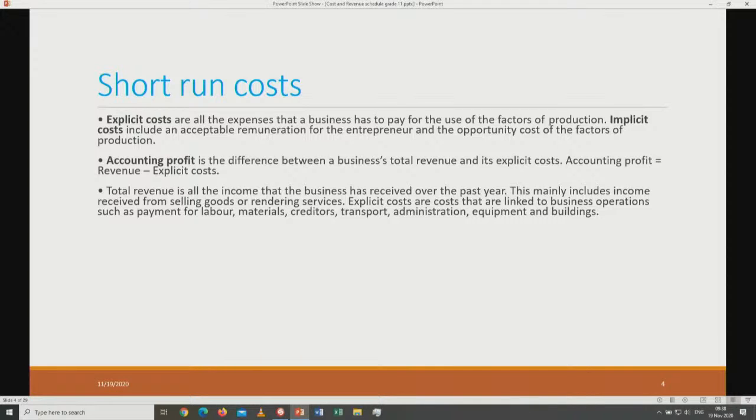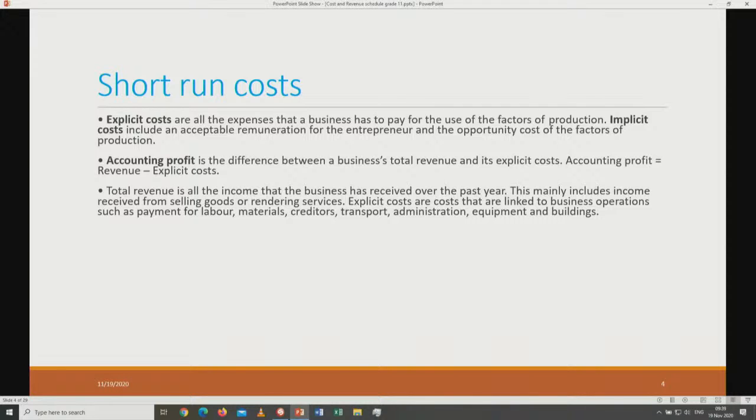This mainly includes income from selling the product. When the business sells its product, they receive an income. Or when they render a service. For instance, a business that sells chesanyama, whatever you receive from your chesanyama when people buy, that is part of your revenue.